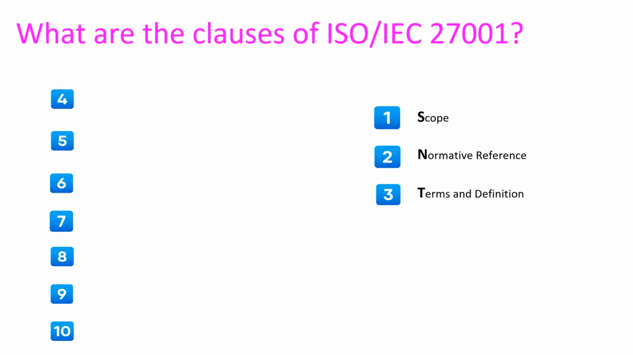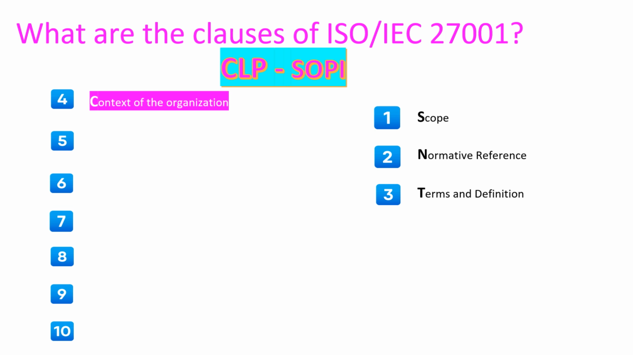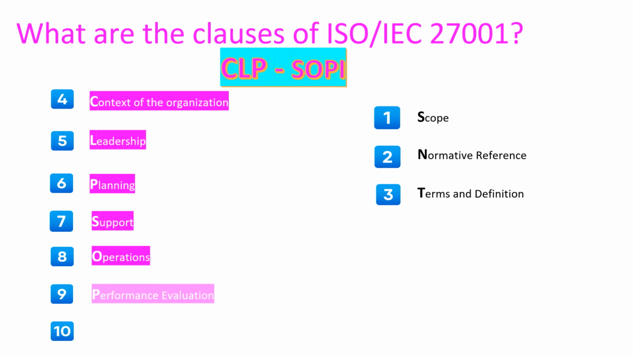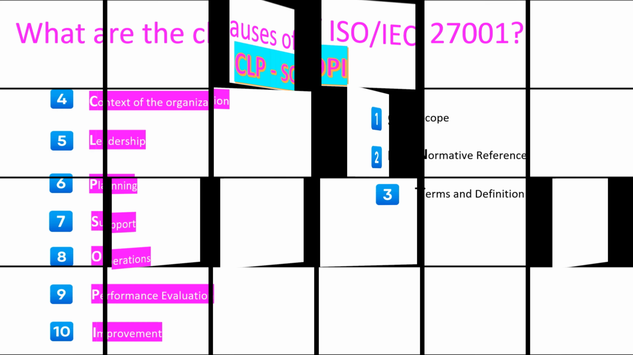It is advisable to remember these clauses in a sequence. I generally remember this with the abbreviation CLP SOP. So C here stands for context of the organization, L for leadership, P for planning, S for support, O for operations, second P is for performance evaluation, and last I is for improvement. Let us now briefly discuss the requirement of each of these clauses.